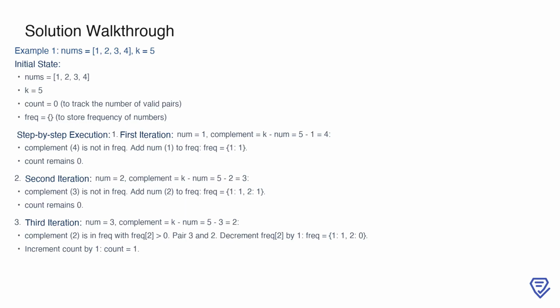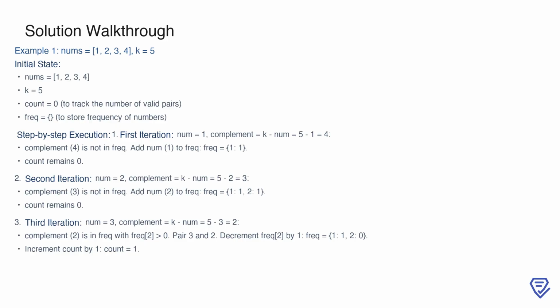Let's start with the first example, where nums is [1, 2, 3, 4] and k is 5. We initialize a count variable to 0, which will track the number of valid pairs, and an empty frequency map to store the occurrences of numbers. In the first iteration, we process the number 1. The complement needed to sum up to k is 4. Since 4 is not in the frequency map, we add 1 to the map, making frequency equal {1: 1}, and the count remains unchanged at 0.